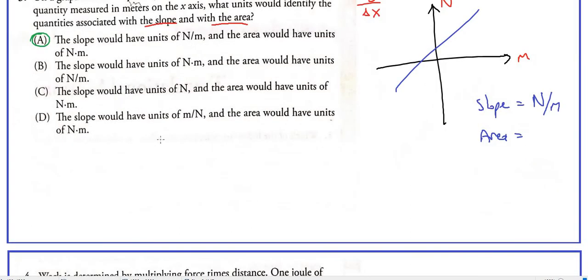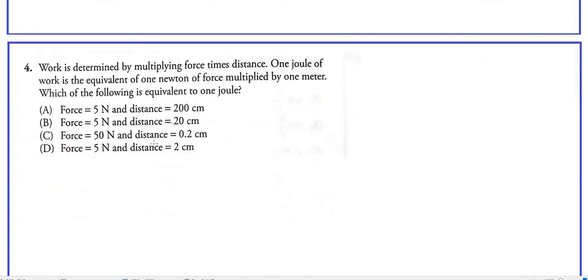Let's check question number 4. Work is determined by multiplying force times distance. 1 joule of work is the equivalent of 1 newton of force multiplied by 1 meter. Which of the following is equivalent to 1 joule? We were given the general formula for work, which is work is force times distance. So you don't need to know this by heart, it is given in the question. And you were also given the definition of 1 joule.